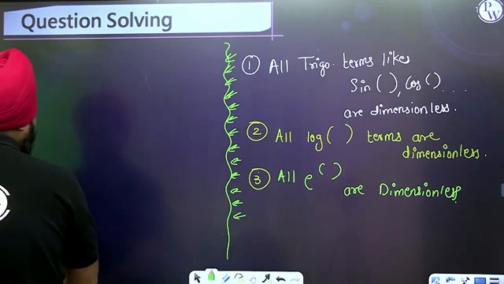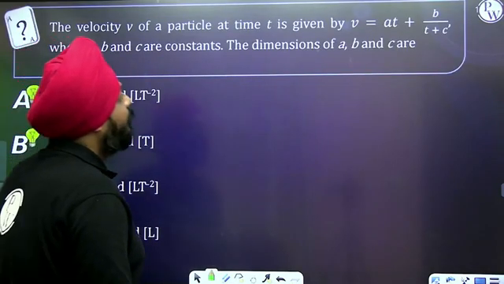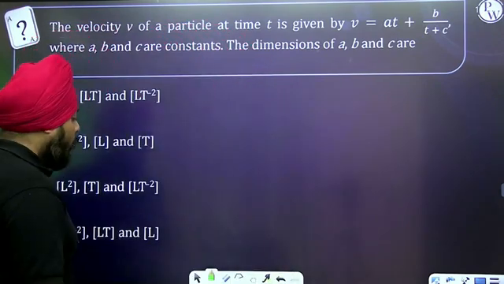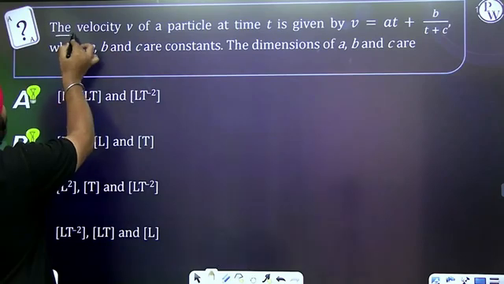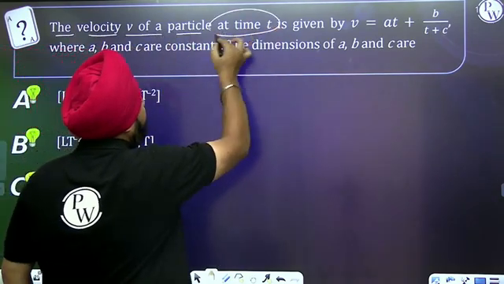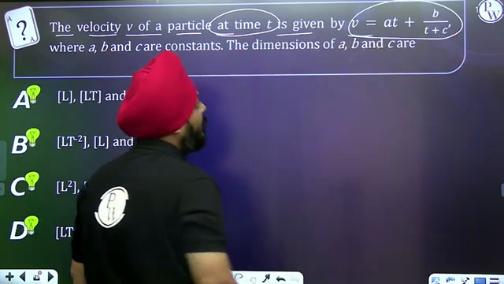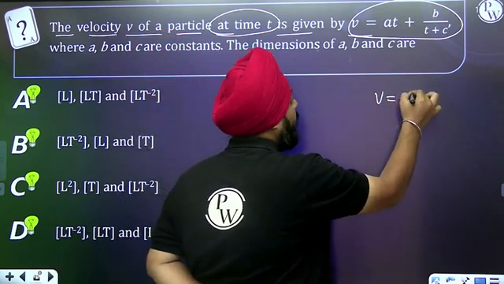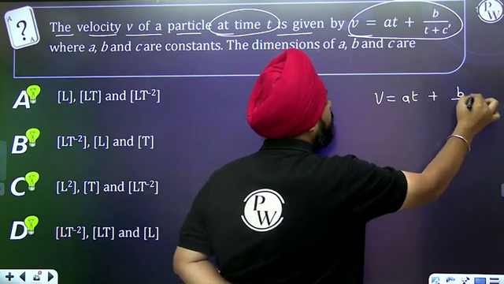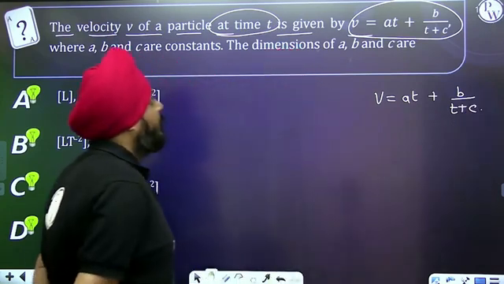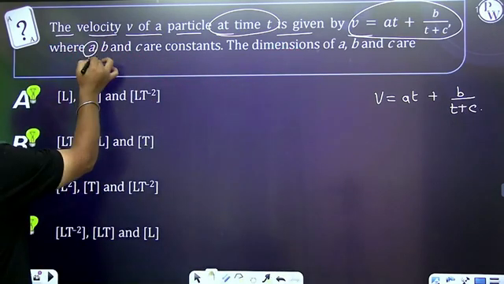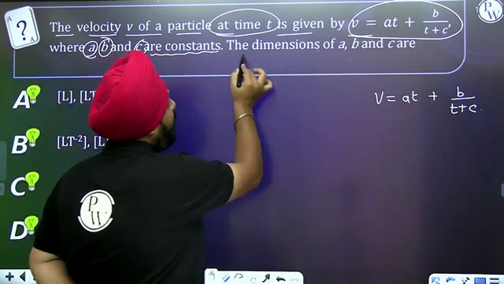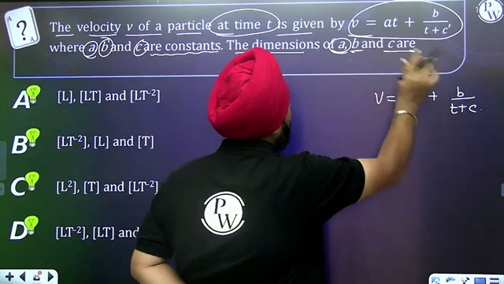Are you all ready? Let's use this question solving approach to find the dimensions. See what the question states. The velocity v of the particle at any time t is given by this expression. See how weird the expression is. Again, I am rewriting it: V is equal to A of t plus B by t plus C. A, B, C are constants. Then the dimensions of A, B and C are?